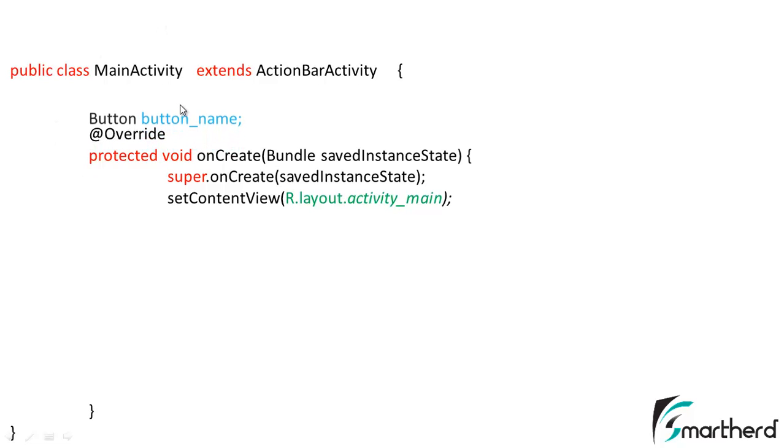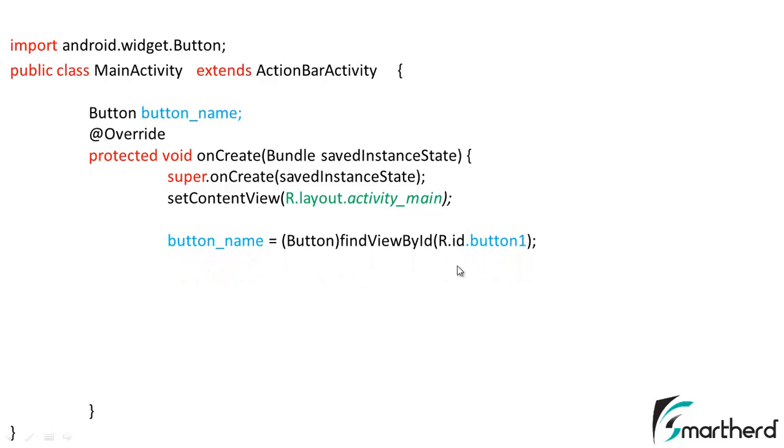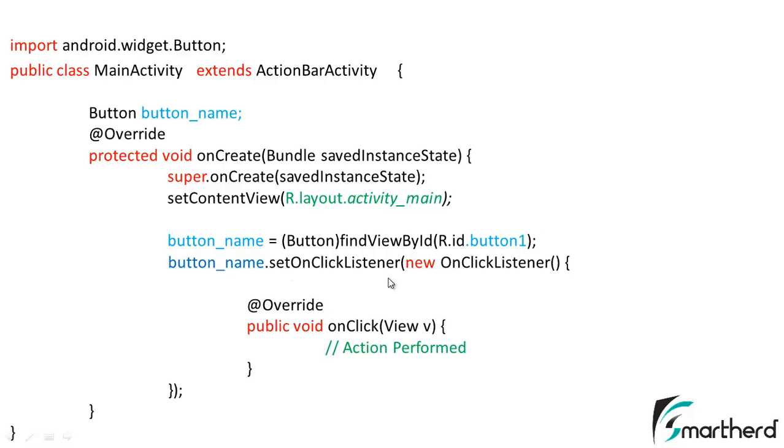Now let us initialize our button variable. So Button, space, button underscore name; you can give a name here. You have to import android.widget.Button. Now complete the initialization by writing button equals Button findViewById R.id.button1. Now how are you going to handle the button on click? This is our setOnClickListener method that is used to handle the button click. Here we write the button name dot setOnClickListener. After that, all these codes are auto-generated. You don't have to type all these codes.